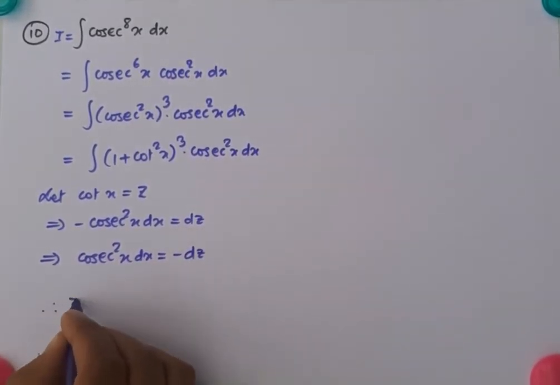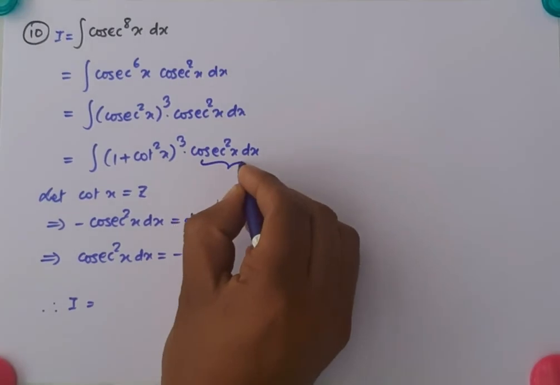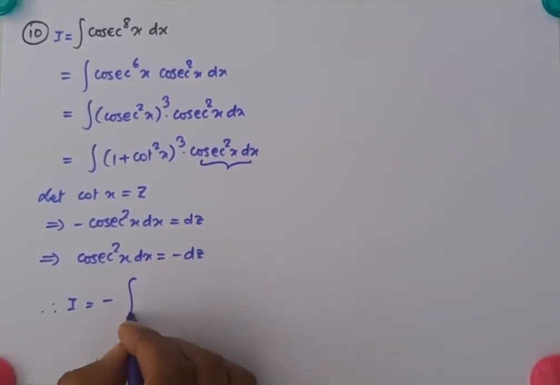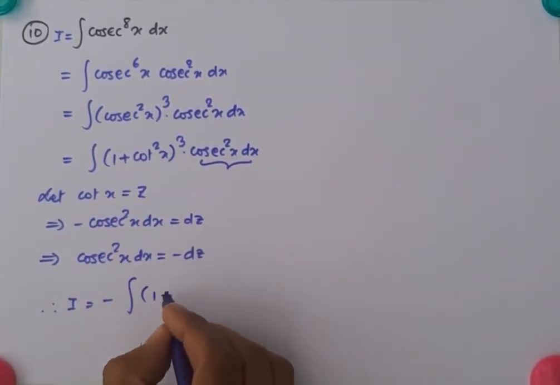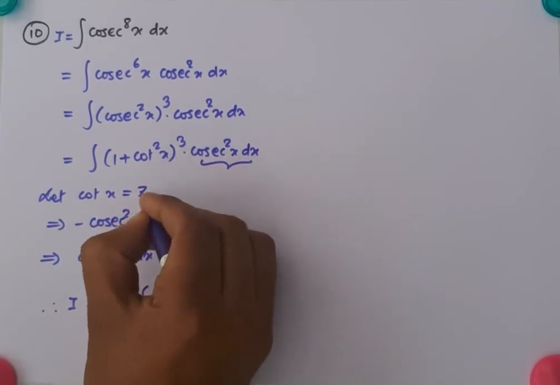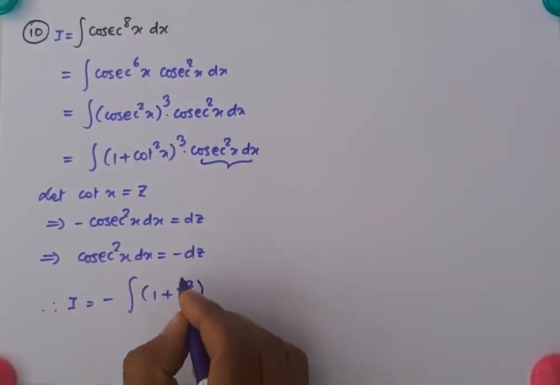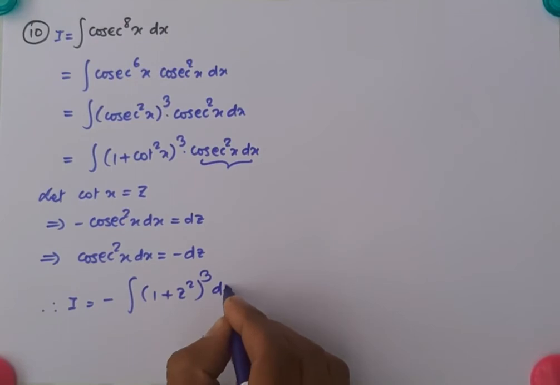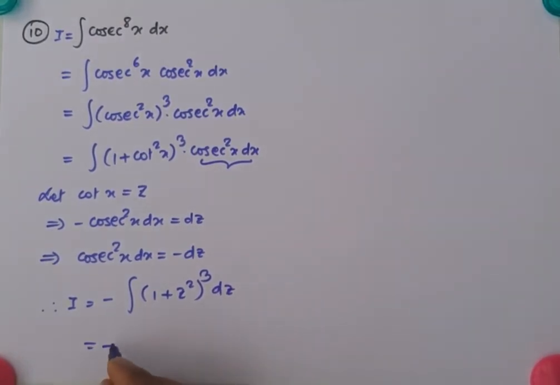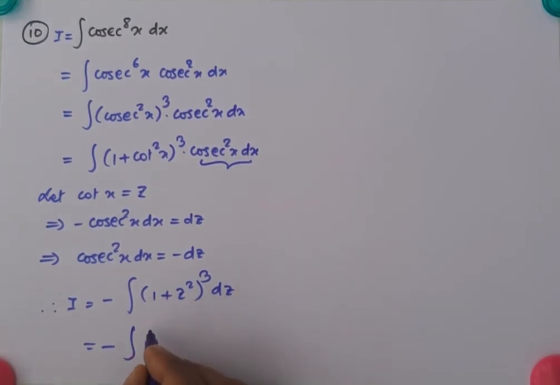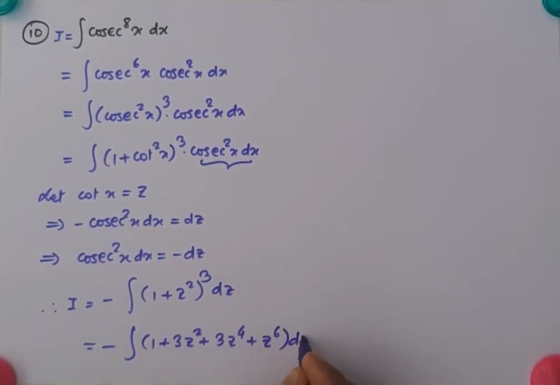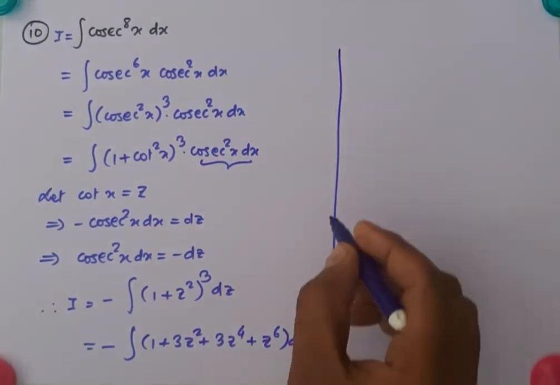So in this case your integral will change into, so this is negative dz, so negative is outside. So this is 1 plus cot x is z, so that's why this is z square, and outside we have got whole cube, so we get this one. Now the rule is simple, isn't it? So again apply the formula (a plus b) whole cube, that will give you integral of 1 plus 3z square plus 3z to the power 4 plus z to the power 6 dz. Okay, so complete it by yourself.